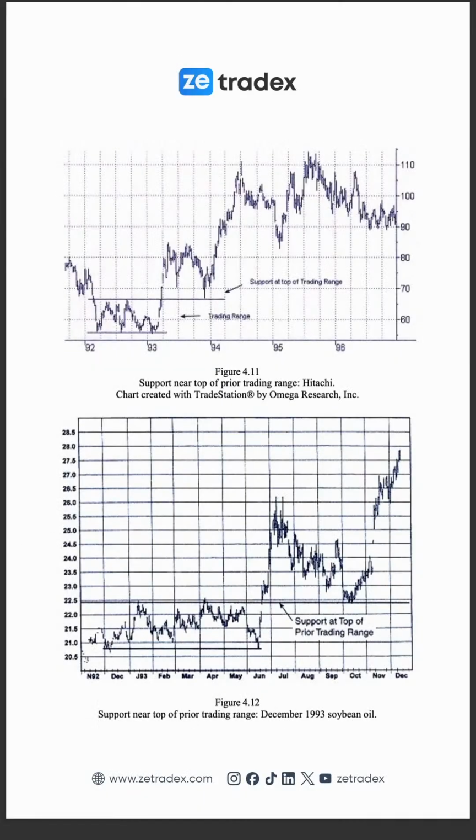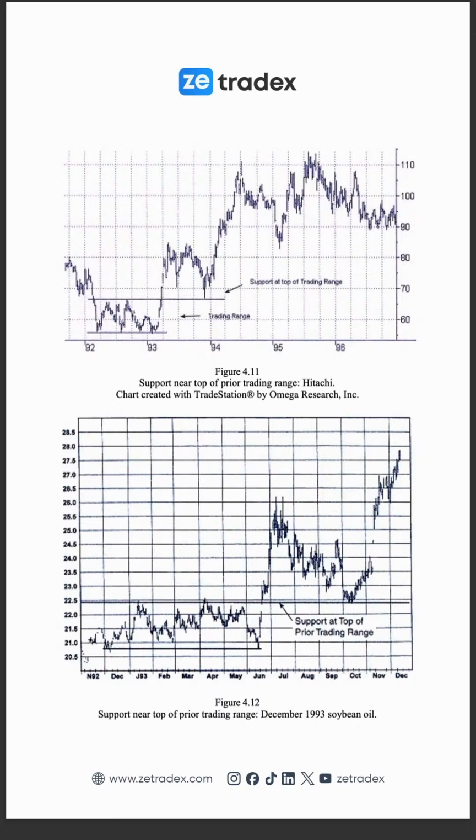Support near top of prior trading range, chart created with TradeStation by Omega Research. We can see important support zones and resistance zones marked out. And then there was a very important trading range right there. Trading ranges often come in a zigzag manner, up, down. And how to trade them: you buy when there is a sell market and you sell when there is a buy market. That's just how it works.